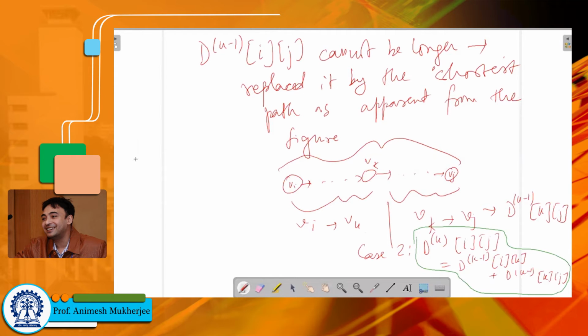So an example for our particular use case graph is d^2_53, if you see, is equal to 7, which is equal to 4 plus 3. This is d^1_52 plus d^1_23. So this is how you solve the problem using the optimal substructure idea.